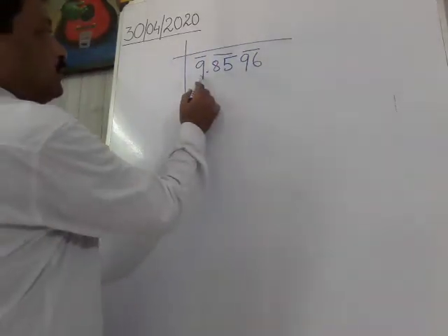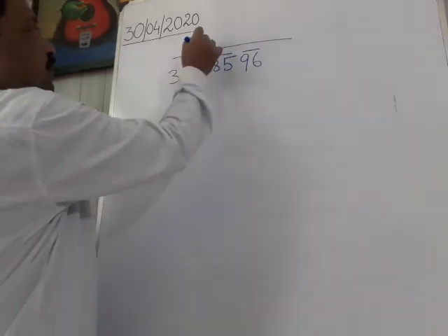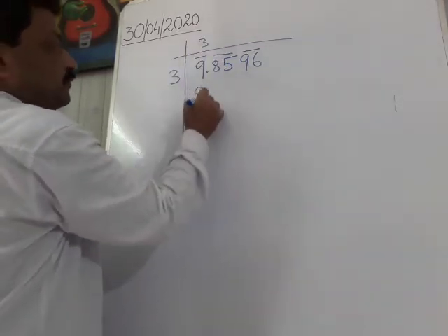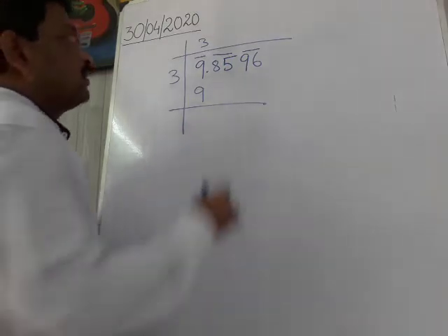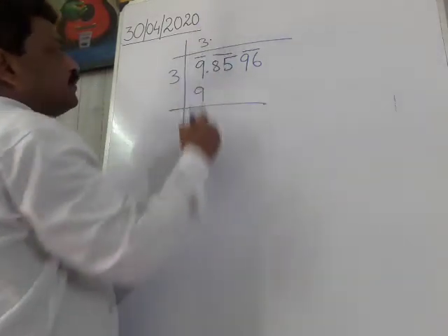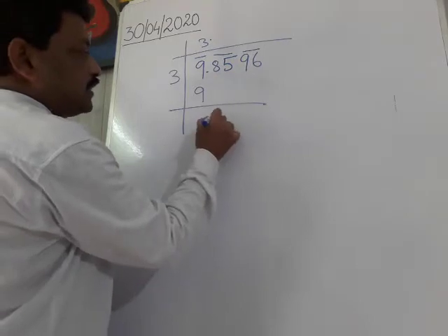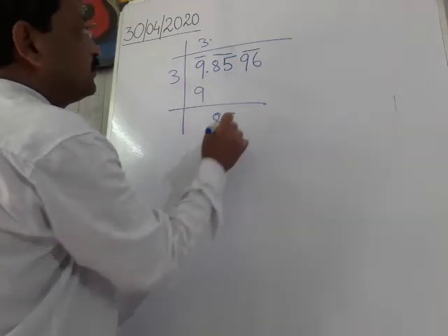So here it is 9. So 3 square, 3 3s are 9. The integral part is over, exhausted. So put the decimal here. Then the next group, that is 85, will come down.